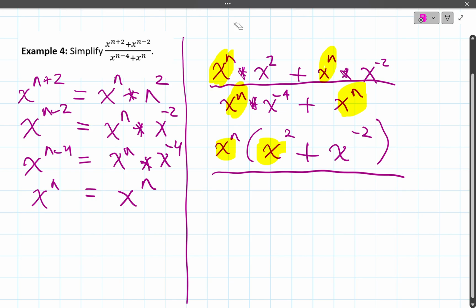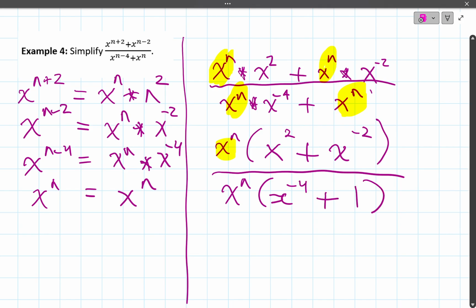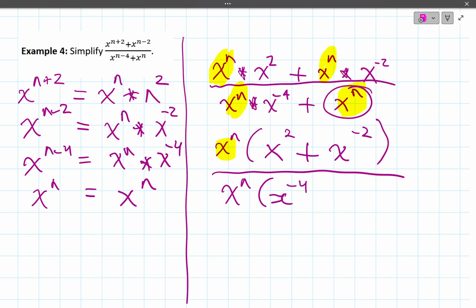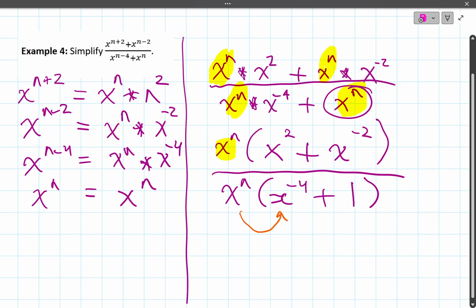Now I'm going to go in the denominator. In the denominator, I'm going to take out x to the n as well, and I'm left with x to the power of negative 4 plus 1. So be careful there. X to the n, if I take it out, you have to have something there, and that's the 1. Because if I then try and go back to the expanded form, x to the n times x to the minus 4 gives me x to the n minus 4, this term, but then how am I going to get the x to the n at the end? Well, that's where I need to have plus 1. So I'm timesing it by 1 there.